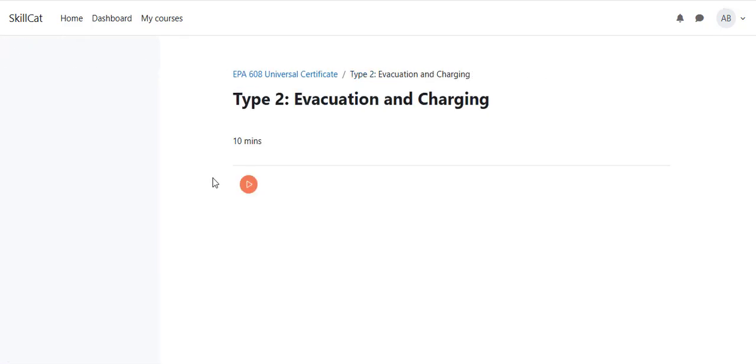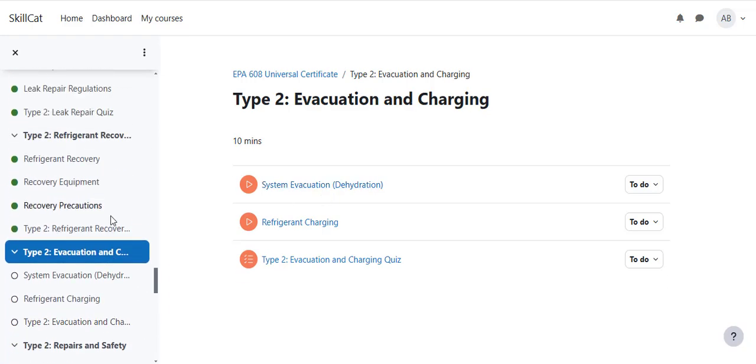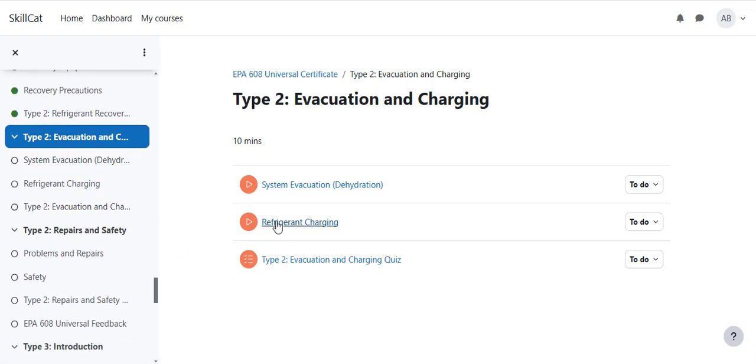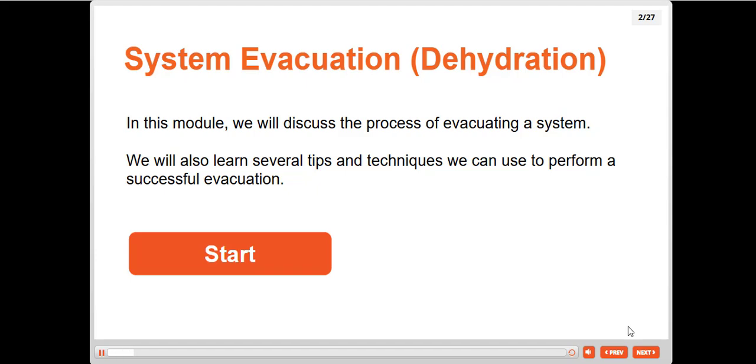The next one, evacuation and charging, or system evacuation or dehydration. Okay, so we finished refrigerant recovery. Let's go to system evacuation and charging. In this module, we will discuss the process of evacuating a system. We will also learn several tips and techniques we can use to perform a successful evacuation.